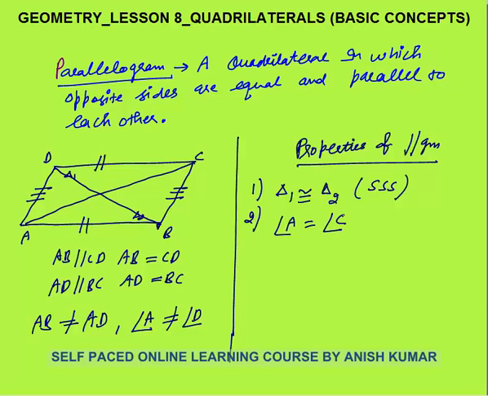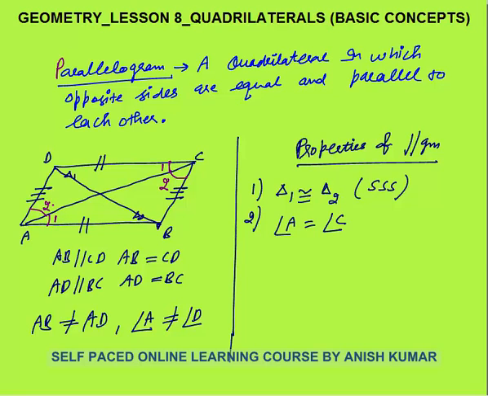Now can I say that if this angle is 1, this angle is 1, this angle is also 1, because AB and CD are two parallel lines and AC is a transversal. So can I say that these two are alternate interior angles? Same way, this is angle 2, this is also angle 2.